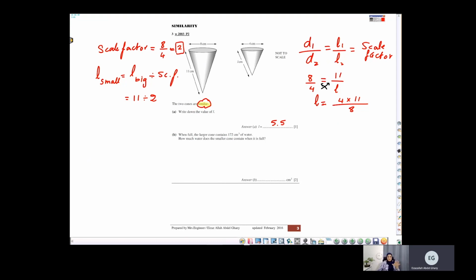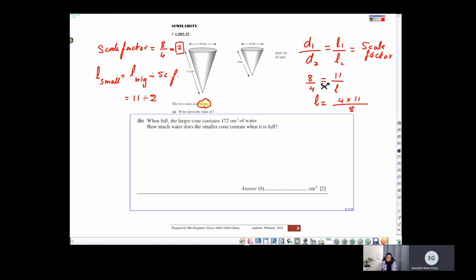After dealing with the scale factor, now he'll ask me about volume factor. How did you know? He didn't say anything about volume. No, he gave a clue. Let's read. When full, the larger cone contains 172 centimeter cubed of water. What is centimeter cube? What is full? What is water? It means the capacity of the cone. It's a container and you fill it with water. How much is the volume of the larger one? It is 172 centimeter cube.